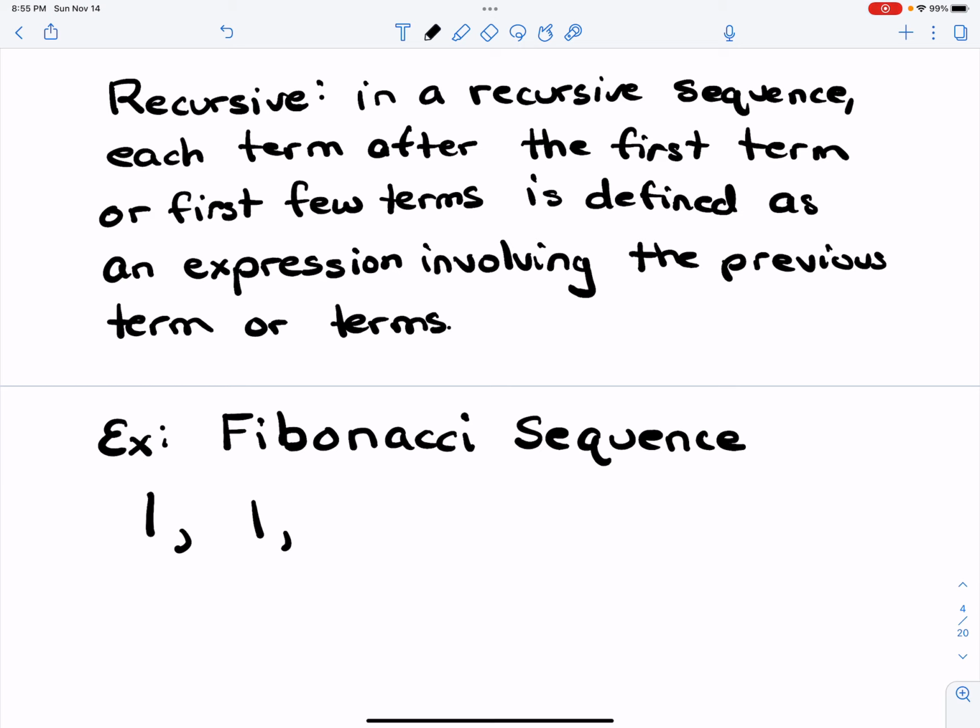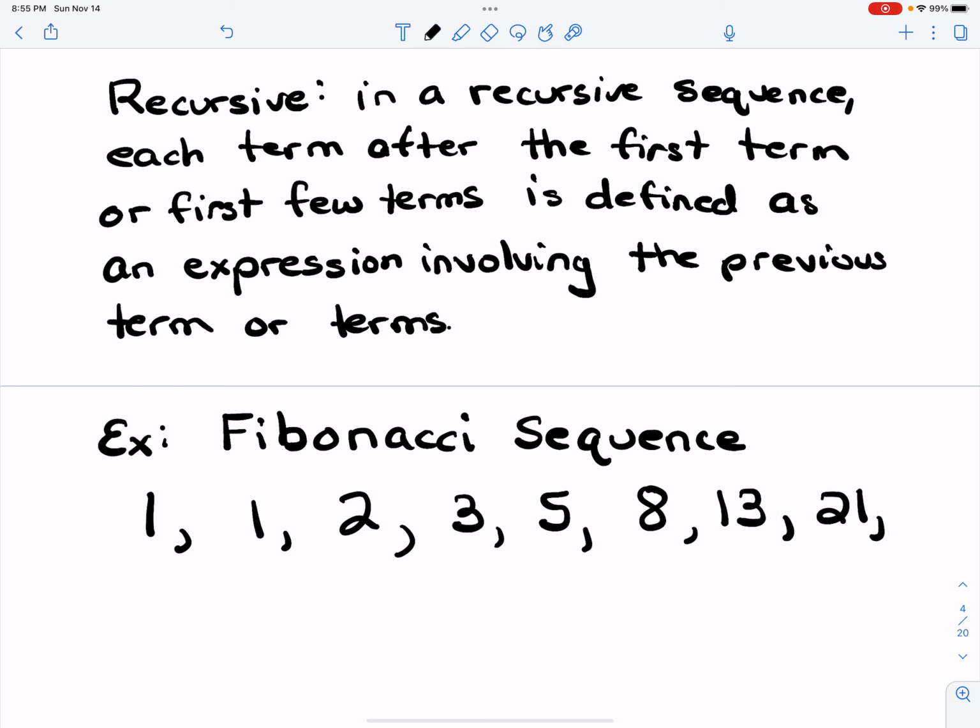So you do 1 plus 1 is 2. Then you take 1 plus 2 and get 3. Then you take 2 plus 3 and get 5. 3 plus 5 and get 8. 5 plus 8 and get 13. 8 plus 13 and get 21. And so on. So that particular rule relies on the previous 2 terms to get the next one. So that's a recursive sequence.